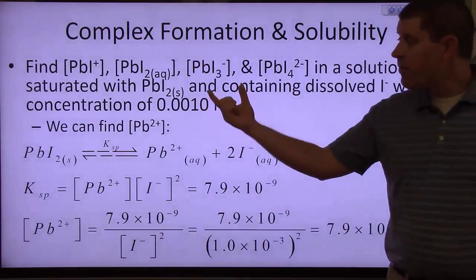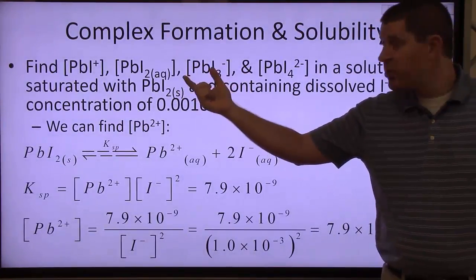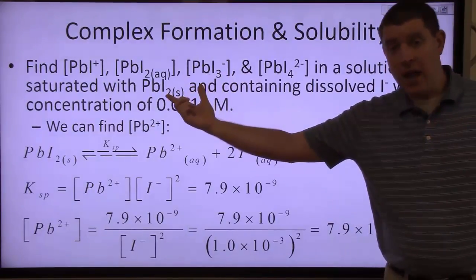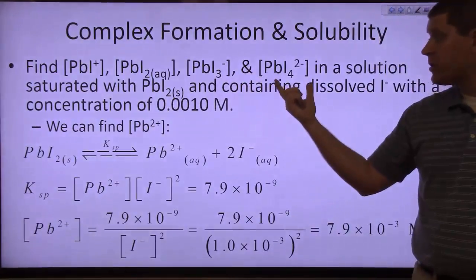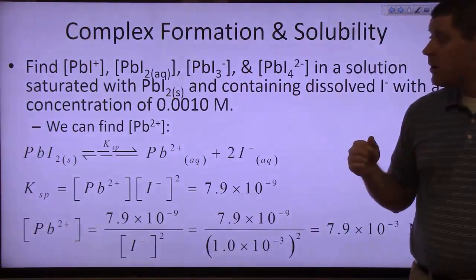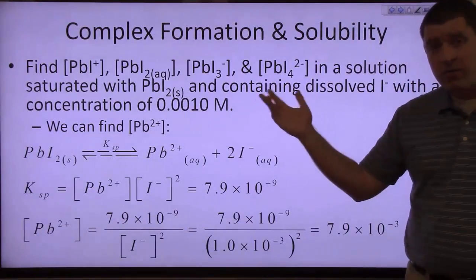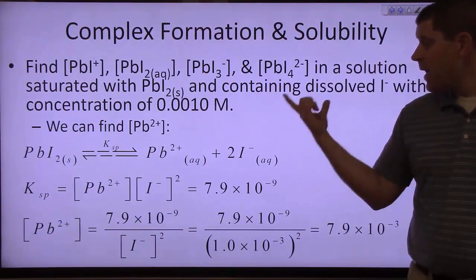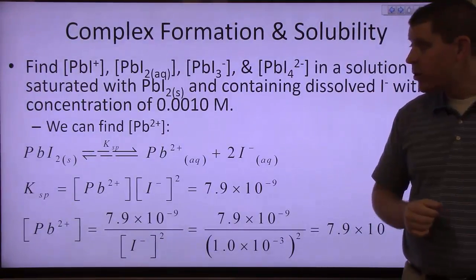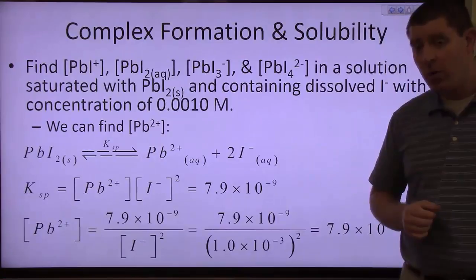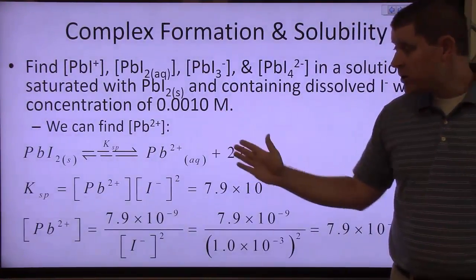So suppose we want to find the concentration of our complexes. Concentration of PbI+, concentration of PbI2 in the aqueous phase, not the solid, concentration of PbI3-, and the concentration of PbI4 2-. Now let's say that our solution is saturated with lead iodide, with plenty of solid lead iodide around, and it contains a dissolved iodide concentration that is 0.0010 molar. Now we can find our concentration of lead ion in solution using the solubility.